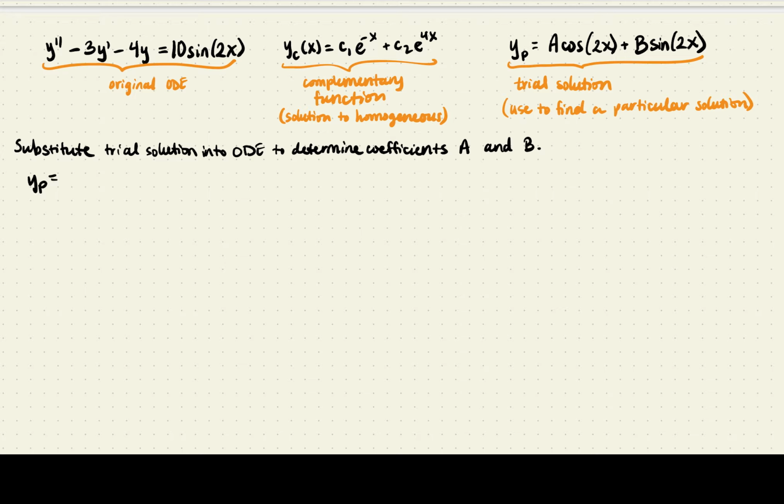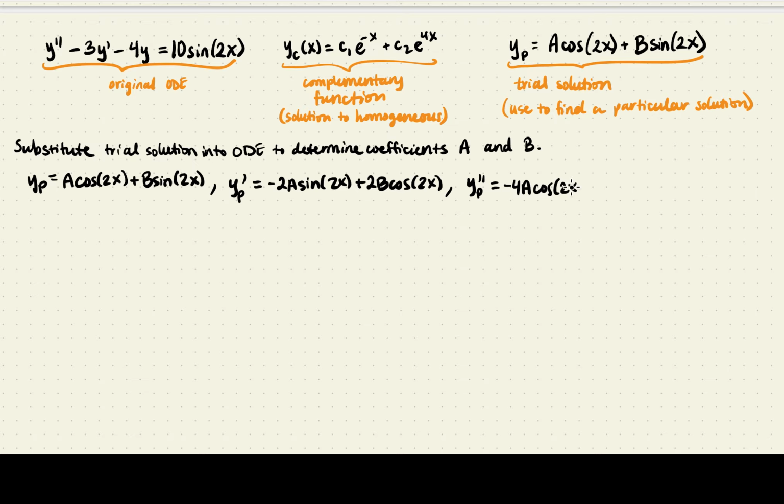So I'm going to go ahead and take those derivatives. I'll just write down really quickly. y sub p is A cosine 2x plus B sine 2x. The first derivative of that function is going to be negative 2A sine 2x plus 2B cosine 2x. And the second derivative is going to be negative 4A cosine 2x minus 4B sine 2x.